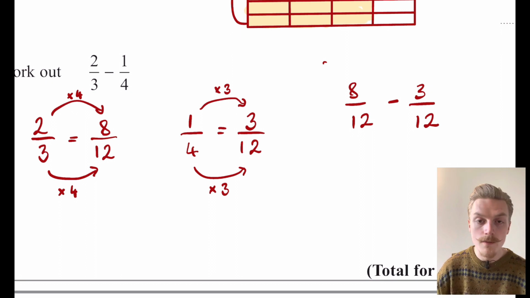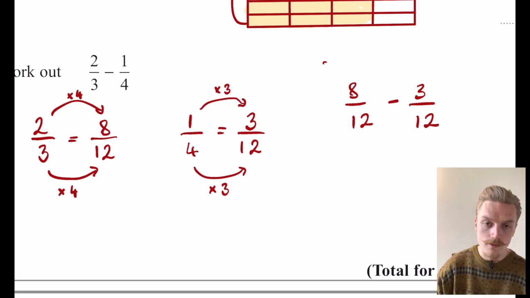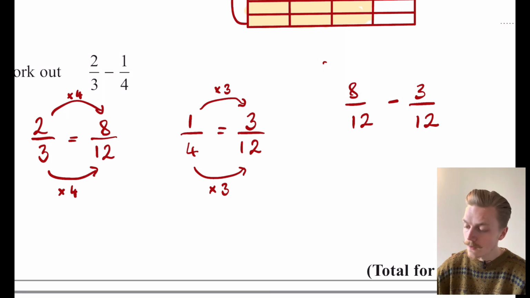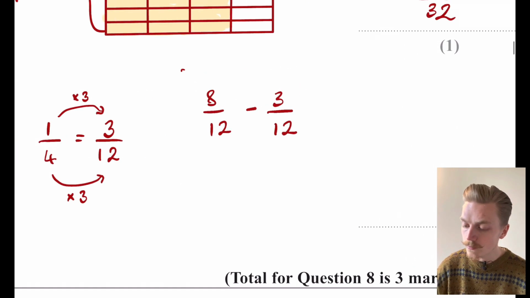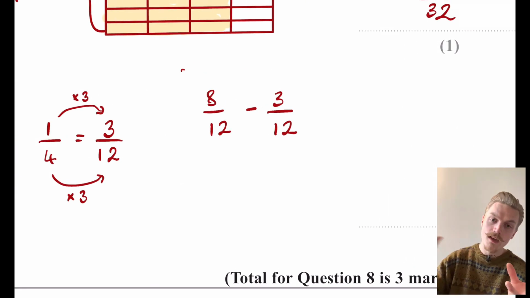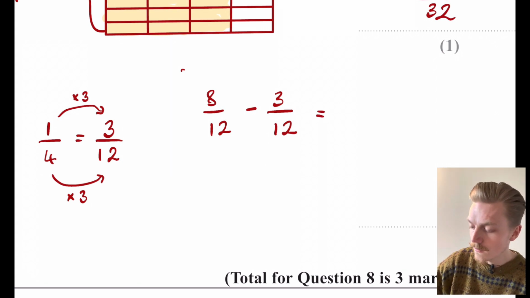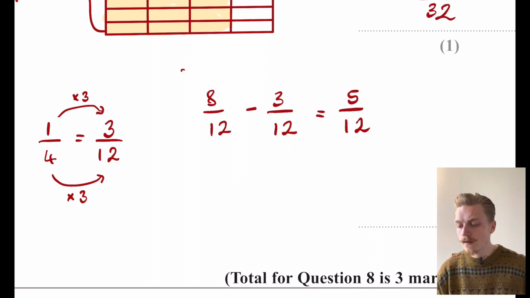Because these are the same fractions. 8/12 is 2/3. They're the same thing. We've just expressed it in a different way. 3/12 is 1/4. They are the same thing. And then if we think about this, well, I've got 8/12 and I've taken away 3/12. That gets me 5/12.